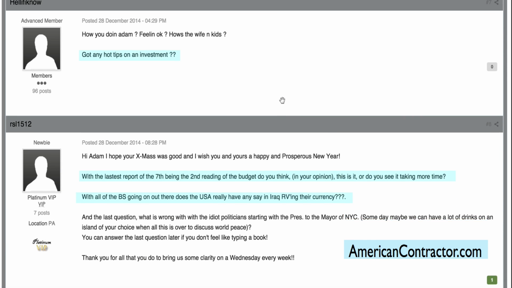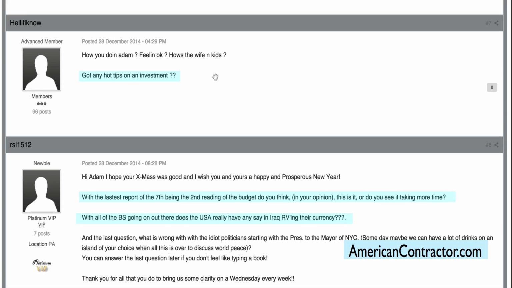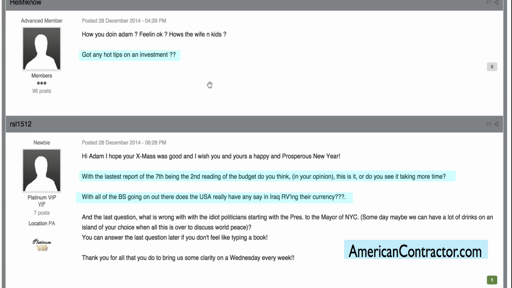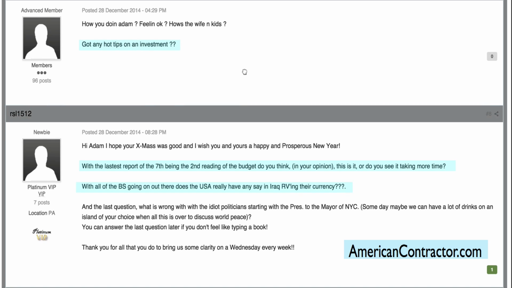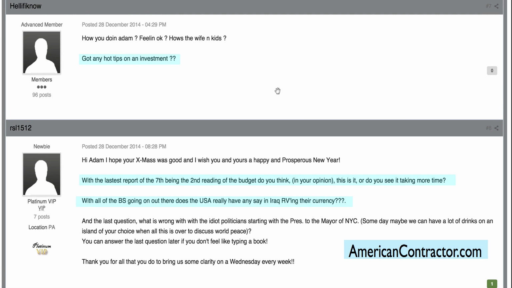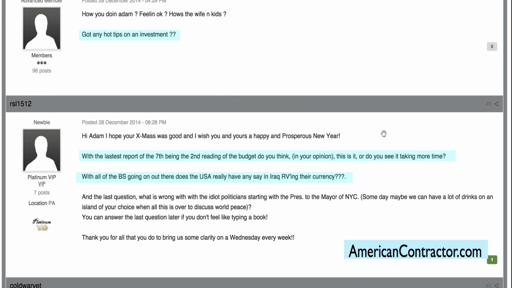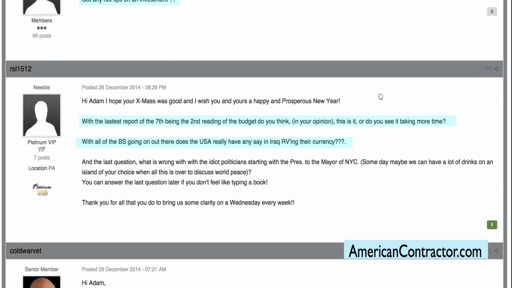Got any tips on an investment? No, I'd stay out of the market right now because everything's manipulated right now. You can see it by the way the stock market went to 18,000. It's all manipulation. I'd stay out of it.